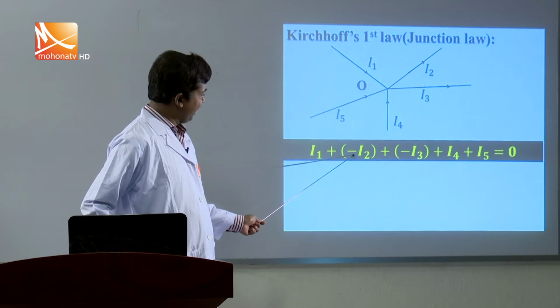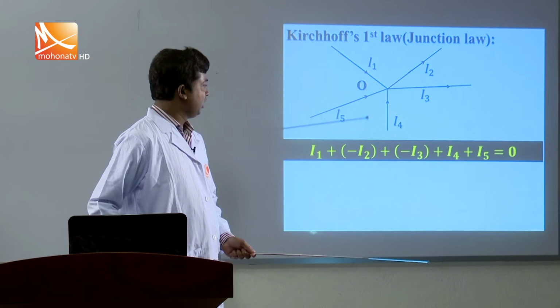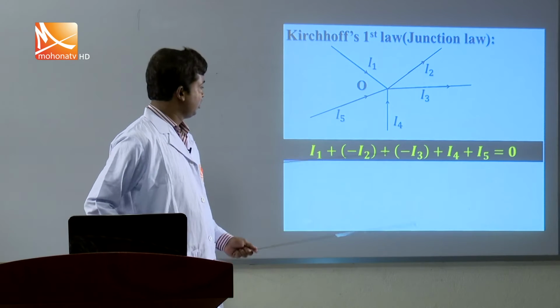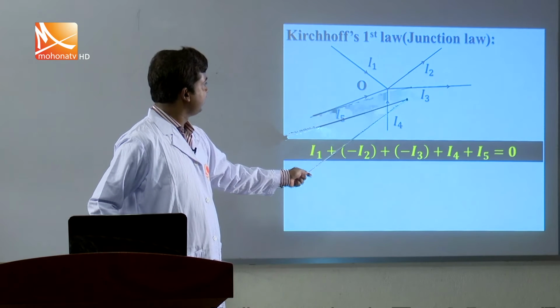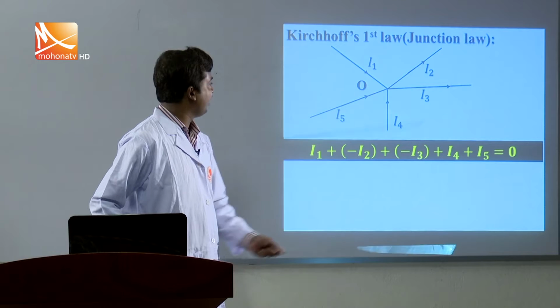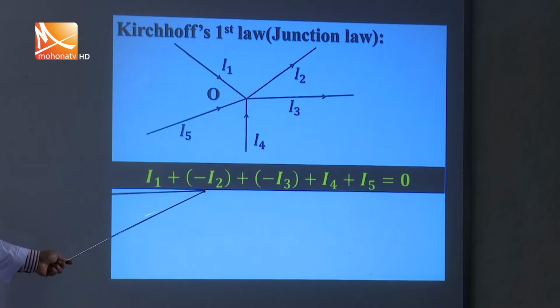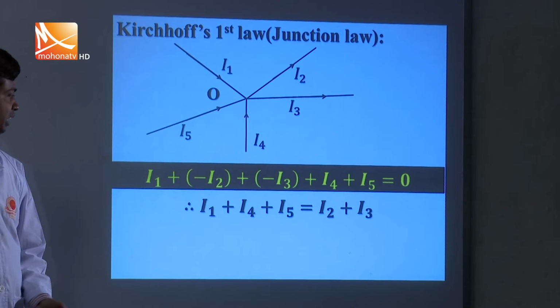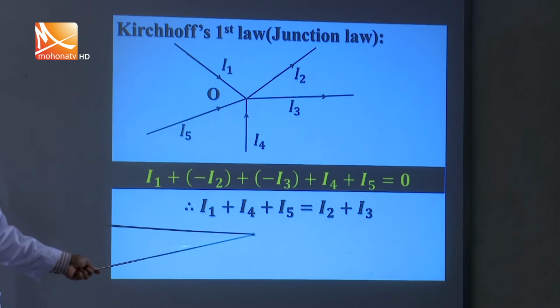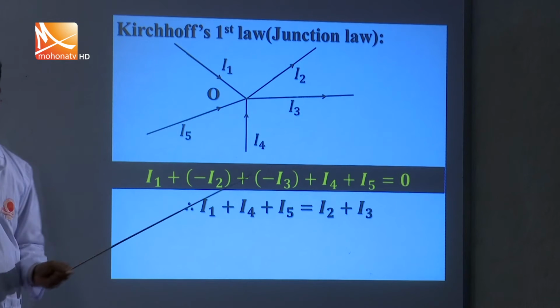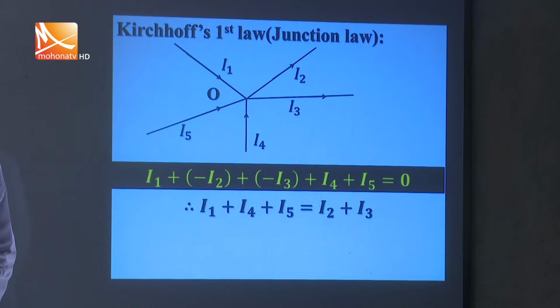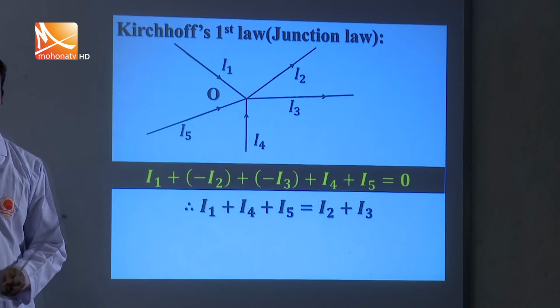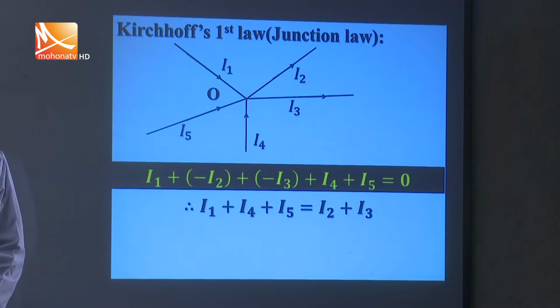Here I mentioned minus I2 and minus I3 depending on its direction, because I1, I4 and I5 are the incoming currents, and I2, I3 are the outgoing currents. That means incoming current equals outgoing current. So, it is very clear to you that the junction does not act as a depositor, or it does not produce any electricity.